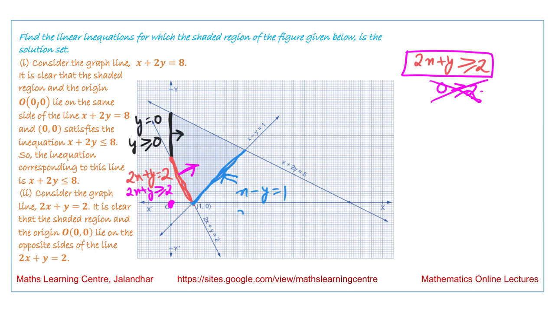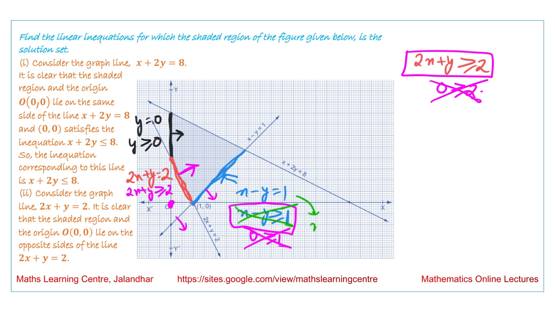If we consider the inequation x minus y is greater than or equal to 1, and we substitute (0, 0) here, we get 0 is greater than or equal to 1, which is not satisfied. It means that if we consider this inequation, we are representing the portion below this line, but we require the portion above this line, so this is not true.